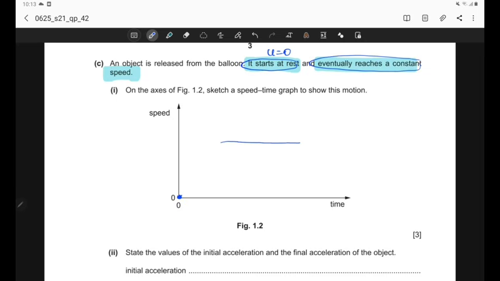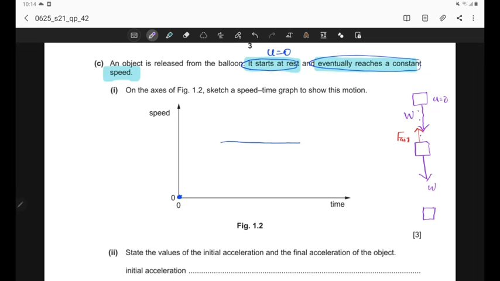So what will happen in between? If an object is initially at rest and falling downwards, at the beginning there is no air resistance or opposing force. So only one acceleration will be there, that is the acceleration due to gravity, because of its weight. But as it falls, its weight will be acting downwards, and at the same time there will be an upward force, that is air resistance. But still there is a net force acting downwards, as the weight is greater.